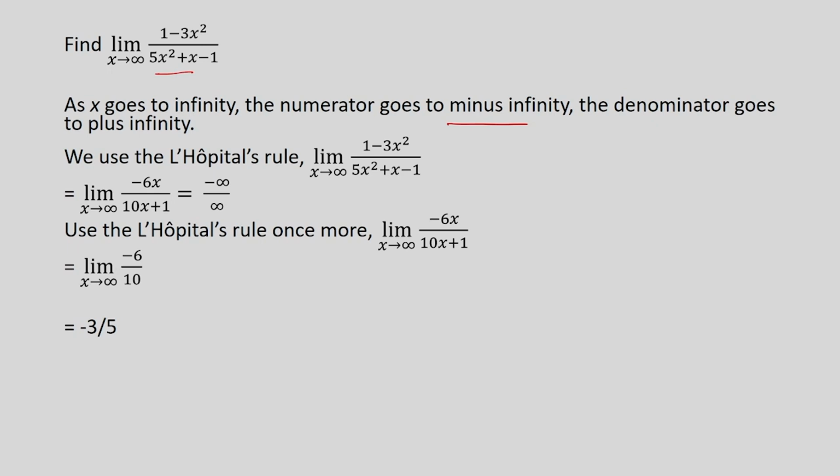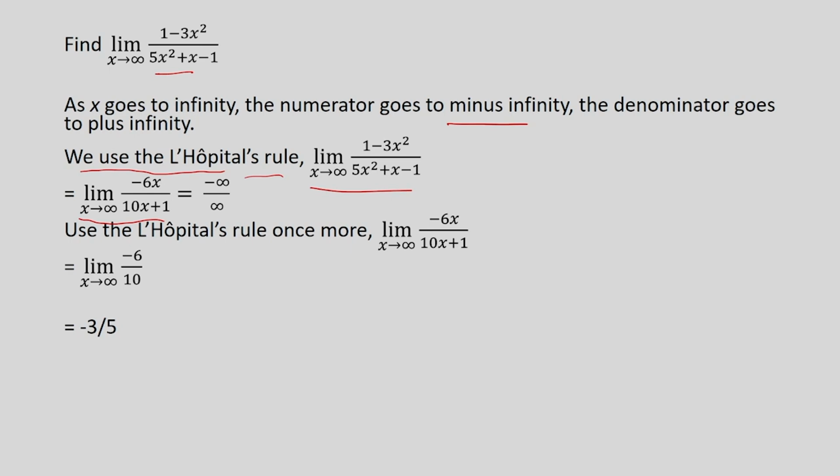So, how to deal with that? We use L'Hopital's rule, which basically tells me to take the derivative of the numerator. If you do that, you get minus 6x, and in the denominator you take the derivative, it becomes 10x plus 1. Now, you still cannot get an easy form here, because if you take x going to infinity, the numerator will go to minus infinity and the denominator will go to infinity. So, the same problem remains.